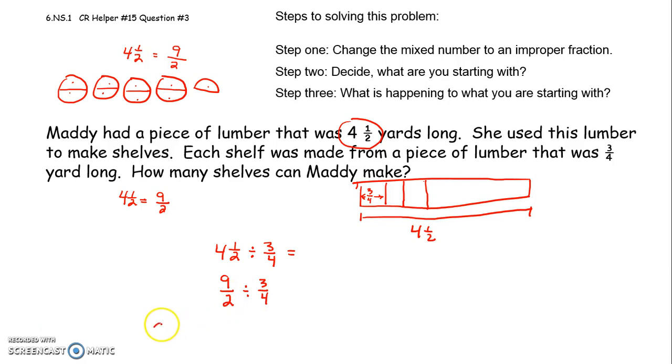and then you can do your keep, change, flip. Oops, keep, change, flip. So you keep your 9 halves, change your division to multiplication, and flip over that second fraction to make it 4/3. Then you can multiply straight across the top, straight across the bottom. 9 times 4 is 36. 2 times 3 is 6. 36, this means divide it by. 36 divided by 6 is 6. We must be able to come up with 6 pieces, 6 shelves.